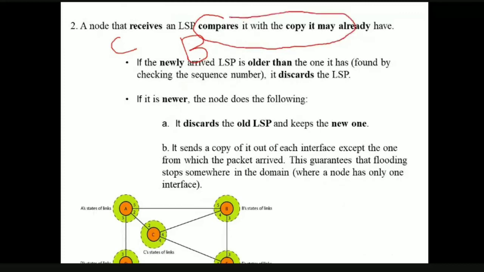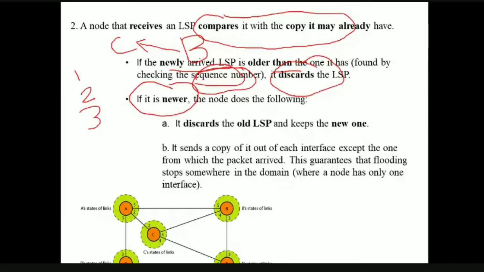Now, how are we going to say whether the newly arrived LSP is older or not? Based upon the sequence number. The first packet's sequence number is 1, the second packet's is 2, and then 3. So based upon the sequence number, C is going to check the LSP packet which it received from B. If the packet which is available with C is older than the packet it received from B, then C keeps the new one. But if the packet it received is older, obviously it discards that particular packet. If the packet it received is newer, it discards the old LSP packet and keeps the new packet.